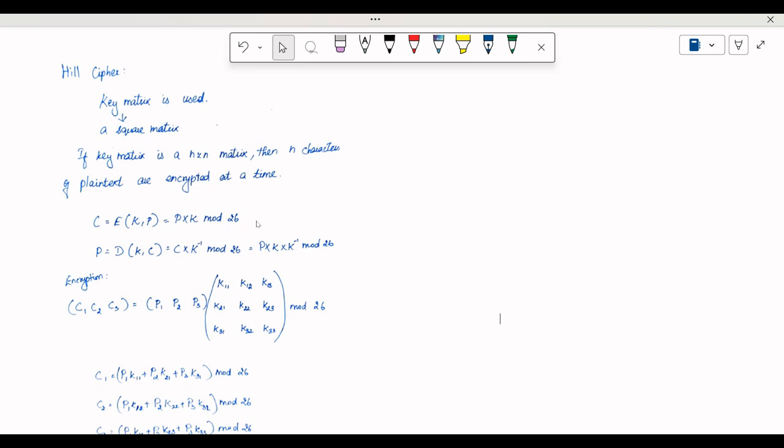Key matrix is used for encryption. So the key matrix is a square matrix. If I want to encrypt n characters of plain text at a particular point of time, then I will be going for key matrix of size n by n.